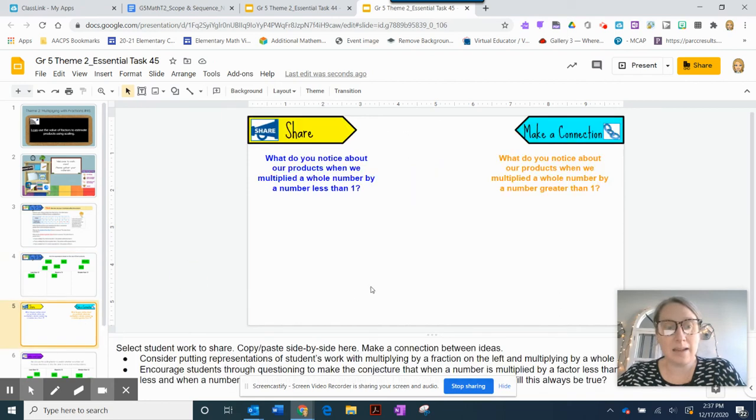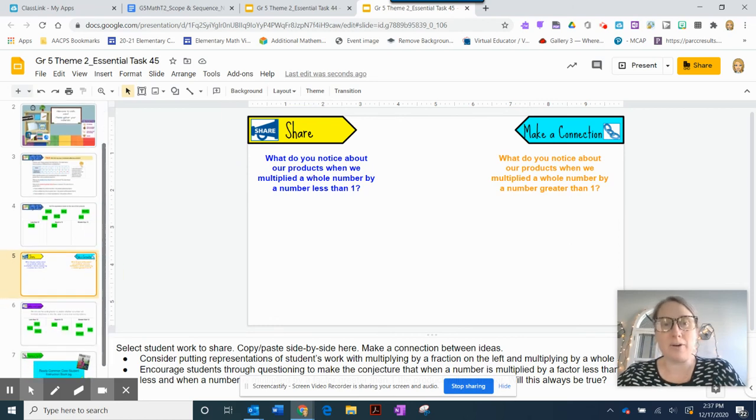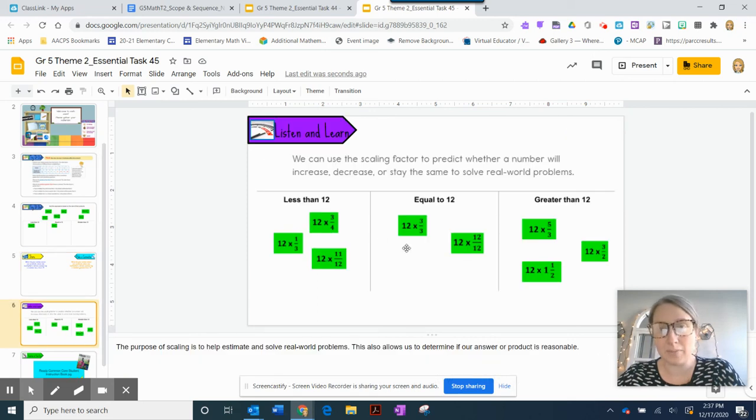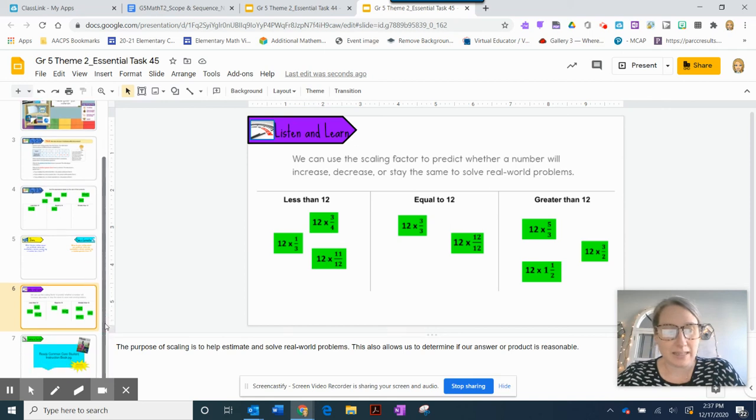Thinking I could take that table, thinking about, once again, what do we notice? This is just solidifying that understanding. What do we notice making that big conjecture about when I multiply by a factor less than 1, my product will be less than my original factor and my number. So thinking about increasing, decreasing, or staying the same.